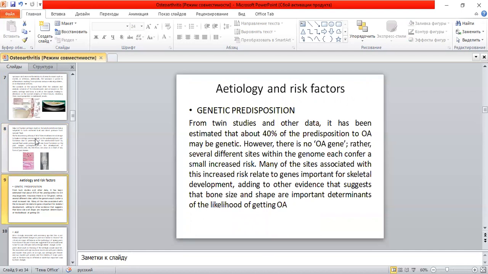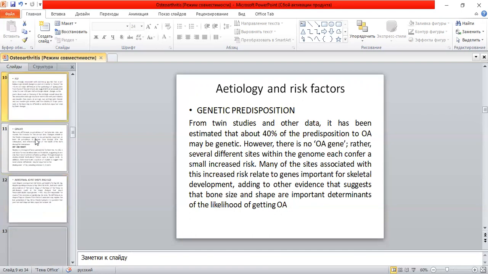Genetic predisposition. From twin studies and other data, it has been estimated that about 40% of the predisposition to osteoarthritis may be genetic. However, there is no single osteoarthritis gene. Rather, several different sites within the genome each confer a small increased risk. Many of the sites associated with this increased risk relate to genes important to skeletal development, adding to other evidence that suggests that bone size and shape are important determinants of the likelihood of getting osteoarthritis.